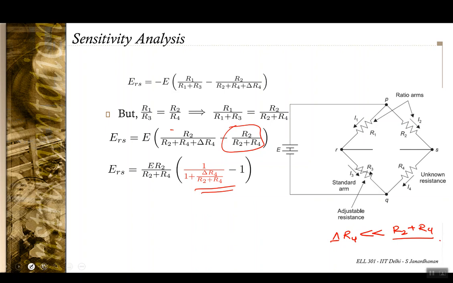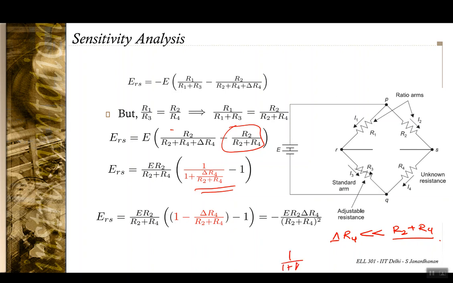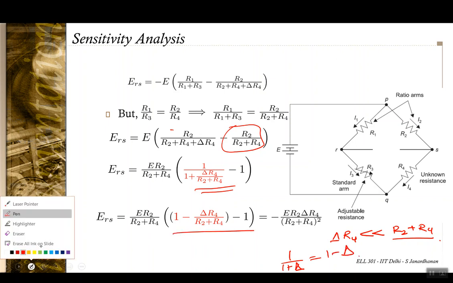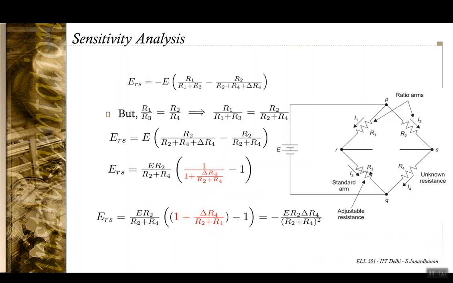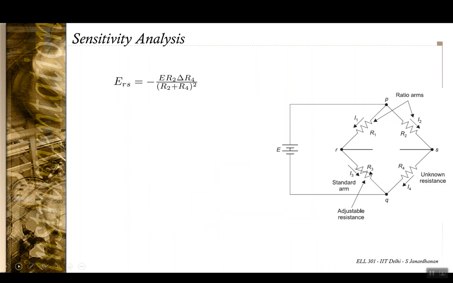Now, under that assumption that the variation is low, you can approximate 1 by 1 plus some delta as equal to 1 minus delta. So you get this expression, which eventually gives ERS to be given by minus E times R2 delta R4 by R2 plus R4 the whole square. So this is what we have.